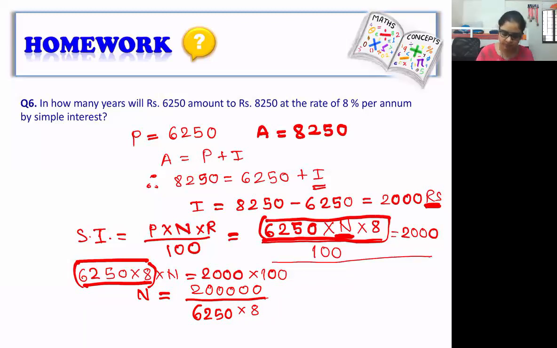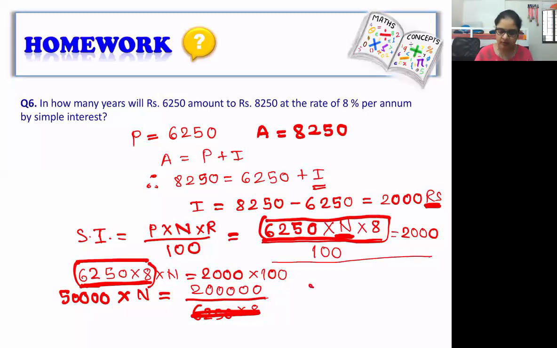500 divided by 100 will become 500. This one will be 50,000. This multiplication will be 50,000. So this is 50,000 multiplied by N equal to 2 lakhs. This multiplication is 50,000. You can check it.